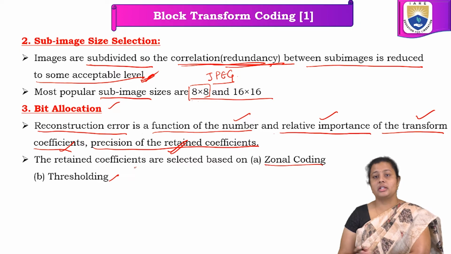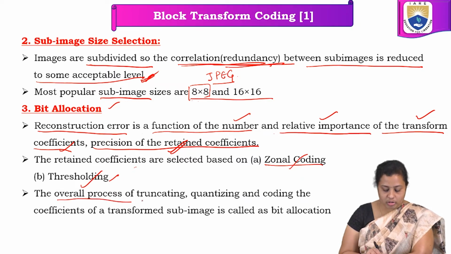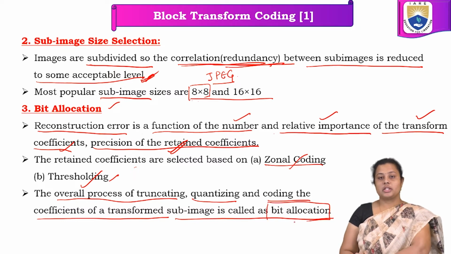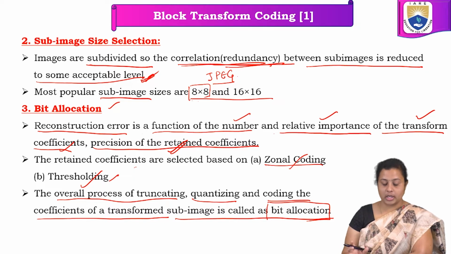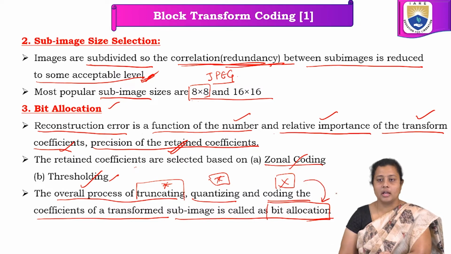How are the retained coefficients selected? They are selected by masking. How the masking is done depends on whether it is zonal coding or thresholding. The overall process of truncating, quantizing and coding the coefficients of a transformed sub-image is called bit allocation. So whatever sub-image we have, based on that we do our transformations. After the transformation we do the truncation, where we neglect the small magnitude coefficients. Then how we do our quantization and how the coefficients of the transformed sub-images are coded, all these three things combined are called bit allocation.